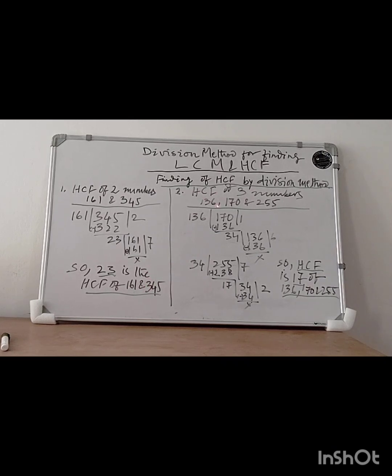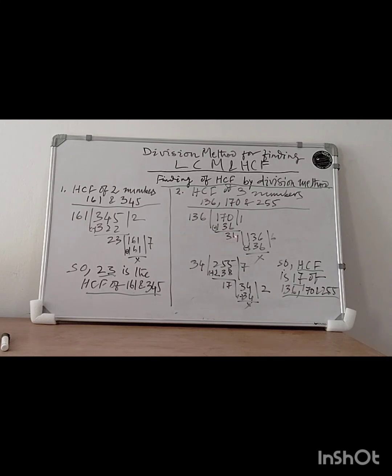Now in the second case, the HCF of three numbers, let us take 136, 170 and 255. Any two numbers you can take; the smaller will be the divisor and the larger will be the dividend. Here 136 goes once, and on subtracting you get 34. Now by 34 you divide 136, you get 0 here. So 34 becomes the HCF of 136 and 170.